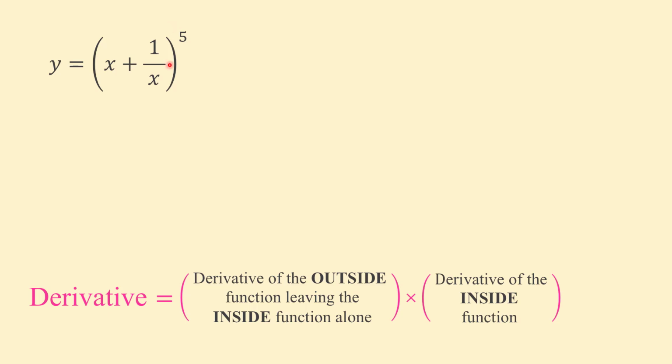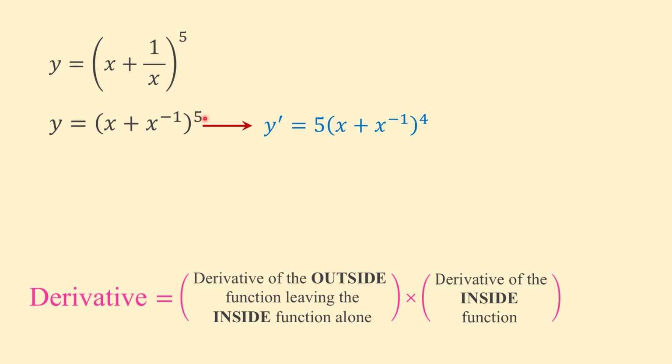To get rid of quotient rule when I want to find the derivative of the inside function, because note that here we have 1 over x. To find the derivative of this term, we have to use quotient rule. To get rid of quotient rule, I prefer to rewrite this function in the form of (x plus x to the negative 1) to the fifth. In this new form, x plus x to the negative 1 is the inside function and to the fifth is the outside function. So the derivative of this function equals 5.